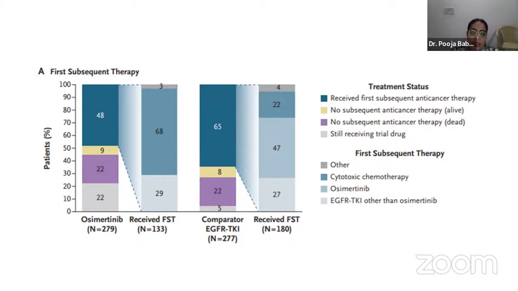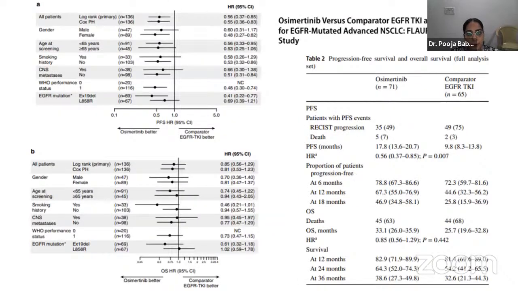At 3 years, almost 28 to 30% of the patients were on osimertinib versus 9% of the patients on chemotherapy. And these are all the subgroups which have shown PFS benefit. PFS benefit was seen in all the subgroups, whereas in OS, the benefit was not seen in the L858R mutation as well as in the Asian population.